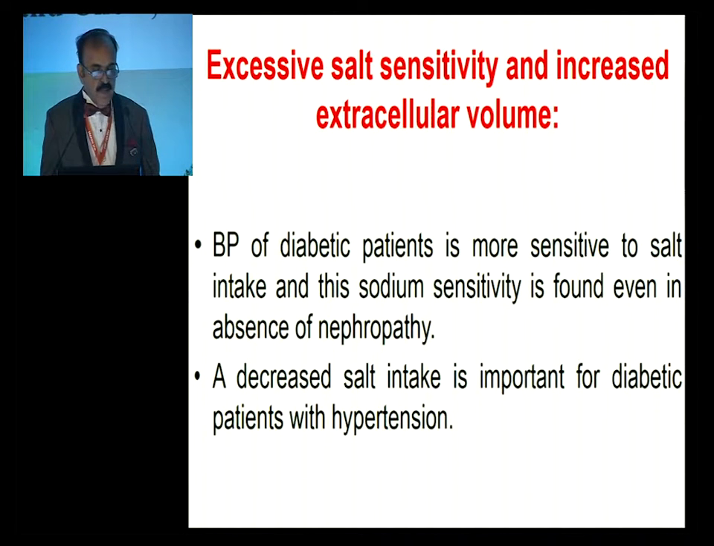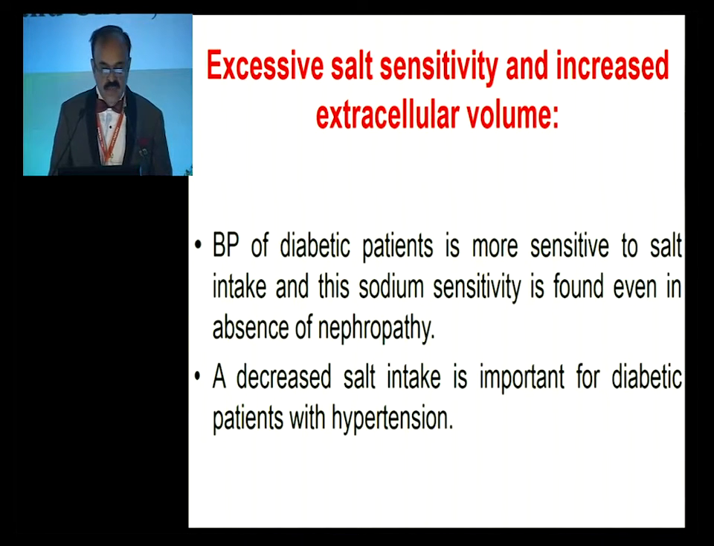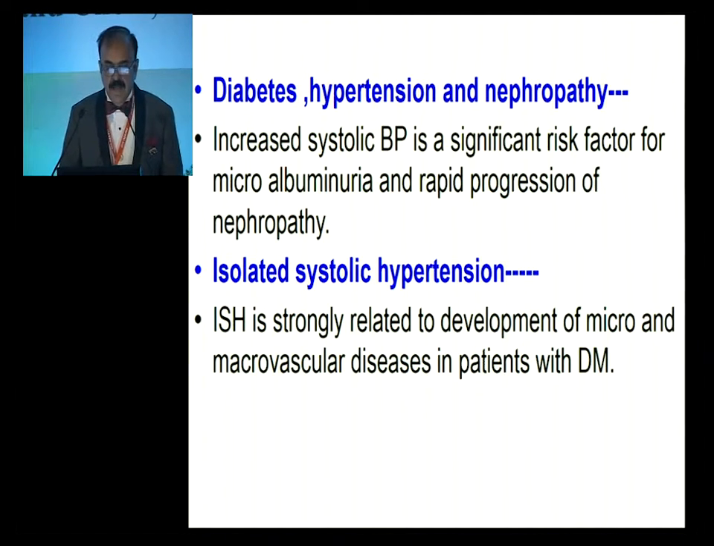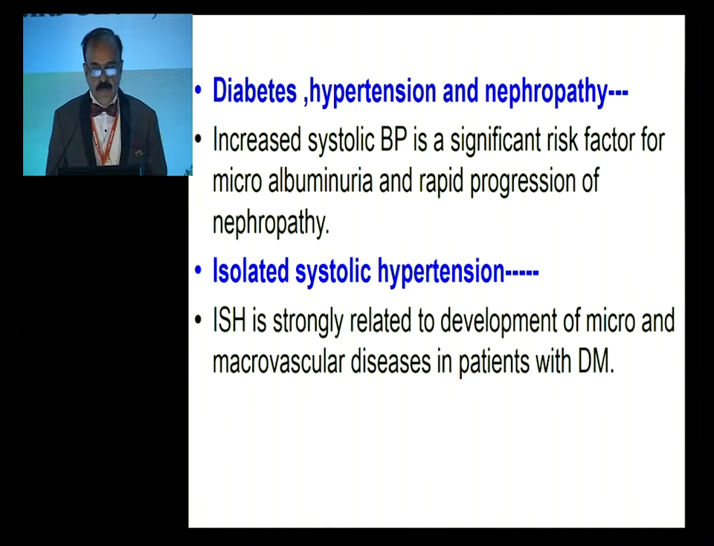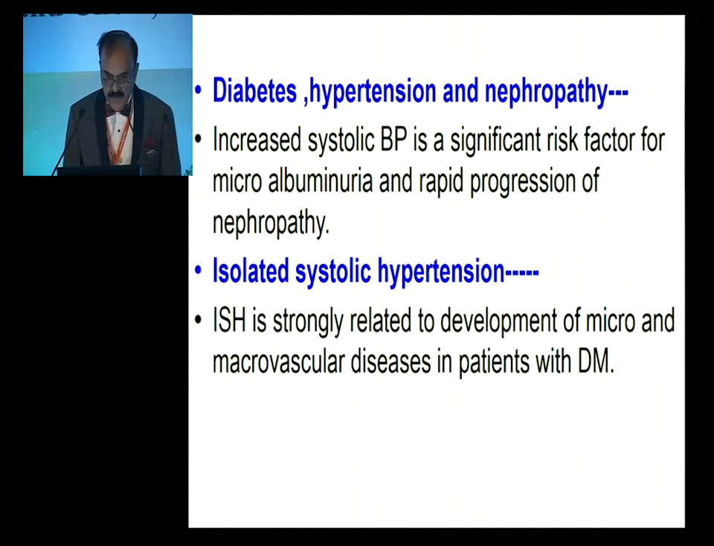Again, one more interesting feature is excessive salt sensitivity and increased extracellular volume. The blood pressure of diabetic patients is more sensitive to salt intake, and this sodium sensitivity is found even in the absence of nephropathy. A decreased salt intake is important for diabetic patients with hypertension. And in diabetic hypertension and nephropathy, increased systolic pressure is a significant risk factor for microalbuminuria and rapid progression to nephropathy. It is also strongly related to the development of micro and macrovascular disease in diabetic patients.